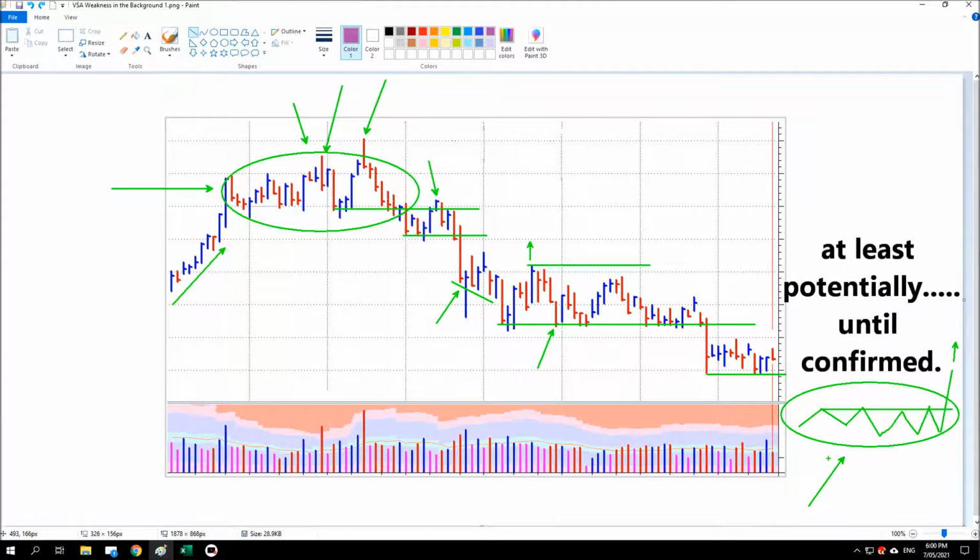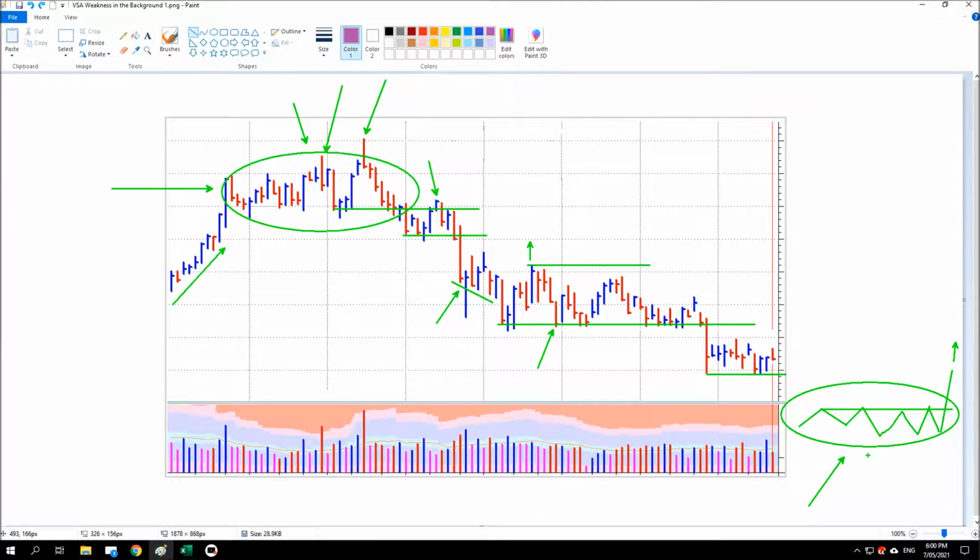But until some sort of large event, large volume trading starts to take over, there'll be weakness in the background of this chart, and price is likely to go down for a period, and at best sideways to down.